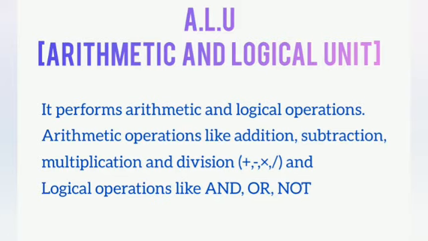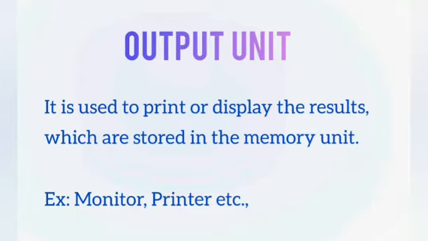Now let us learn the third, that is the output unit. As the name says, with the help of this device we can get the information from the computer. With the help of output devices we can obtain the information and the result. Output devices are maybe a monitor, printer, or any other output devices. With the help of these output devices, I can obtain the output. Output can be obtained in two ways, in two forms.